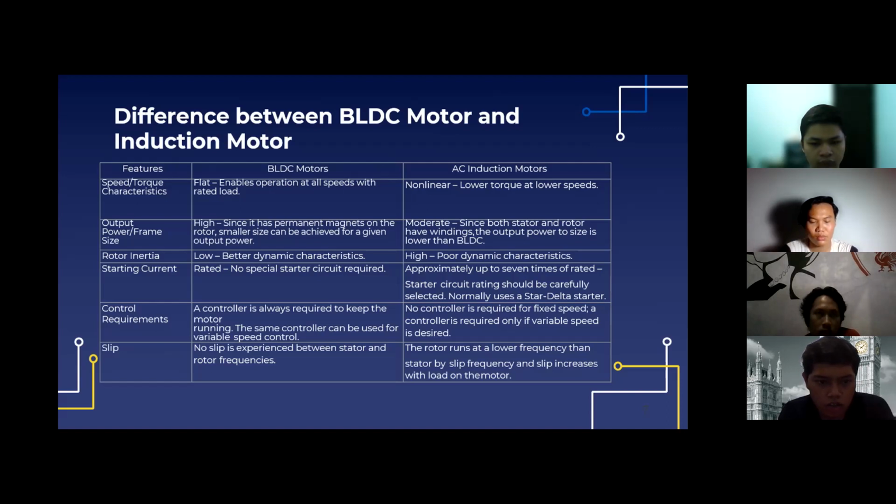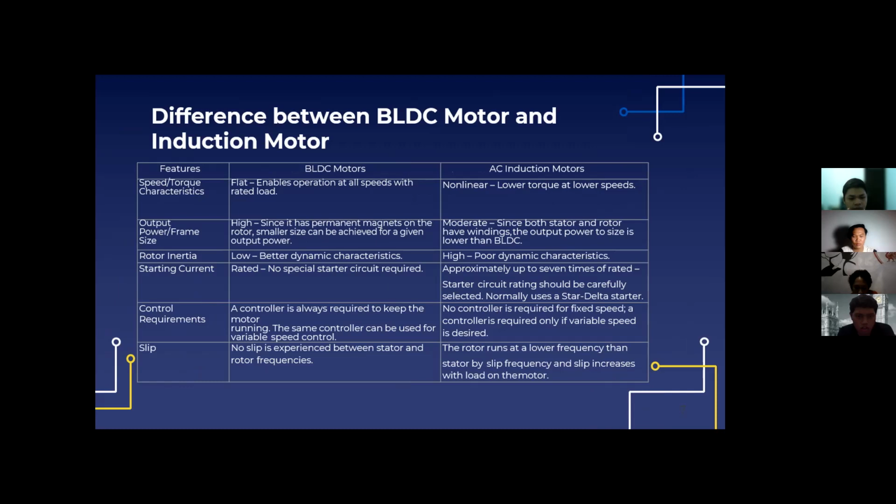Rotor inertia on the PLDC motor is low, with better dynamic characteristic, but on the AC induction motor it is high, with poor dynamic characteristic. Starting current on the PLDC motor is rated, and no special starter circuit is required. But on the AC induction motor, it is approximately up to 7 times the rated current, so the starter circuit rating should be carefully selected. Normally use a star delta starter.